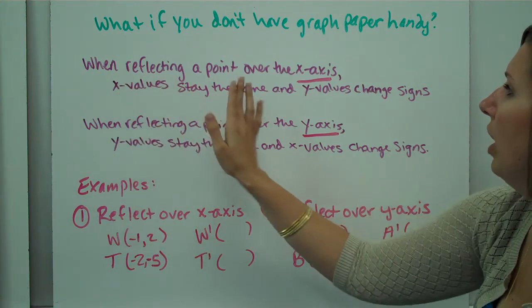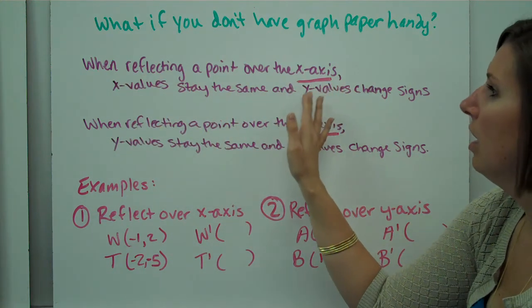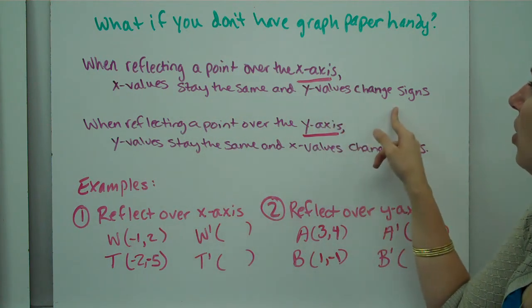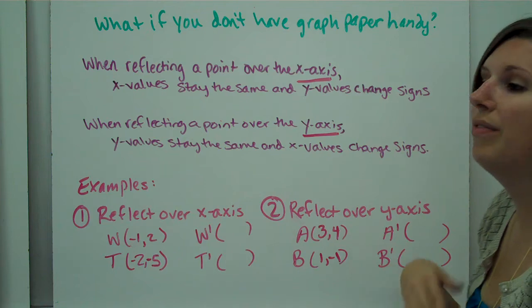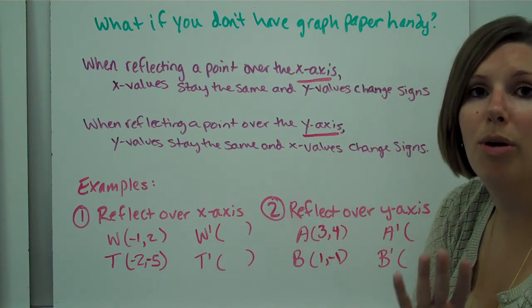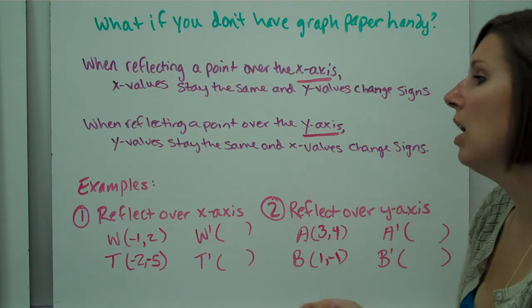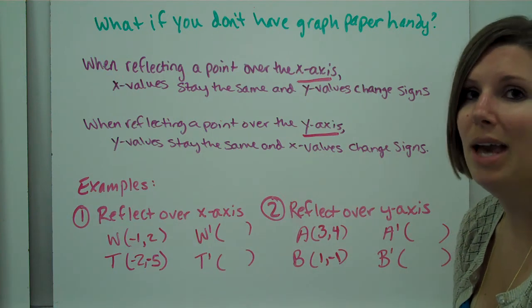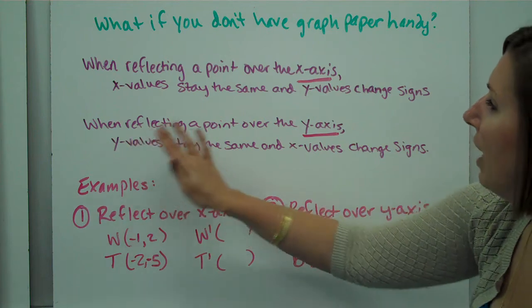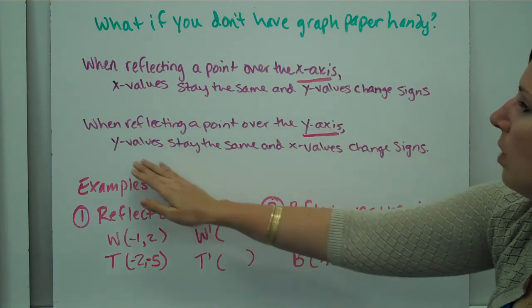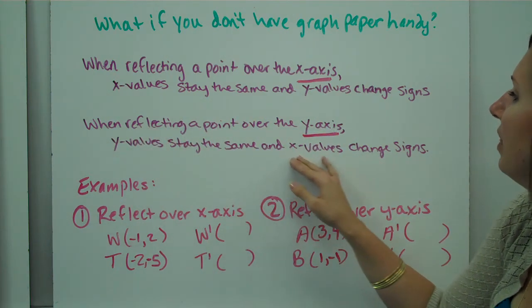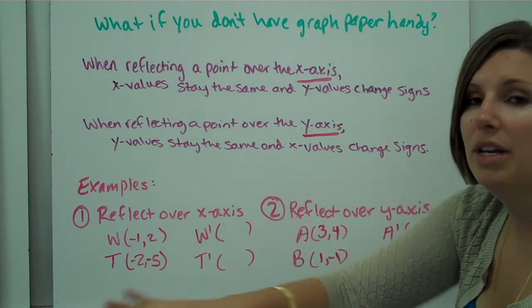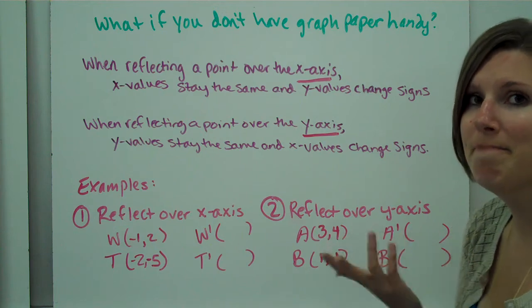When reflecting a point over the x-axis, your x values will stay the same, but your y value will change signs. So if they were negative, they will now be positive. If they were positive, they'll now be negative. We noticed that just a second ago when we did our triangle CAB. When reflecting a point over the y-axis, the y values will stay the same, but the x values will change signs. So that's what happened in our first scenario.